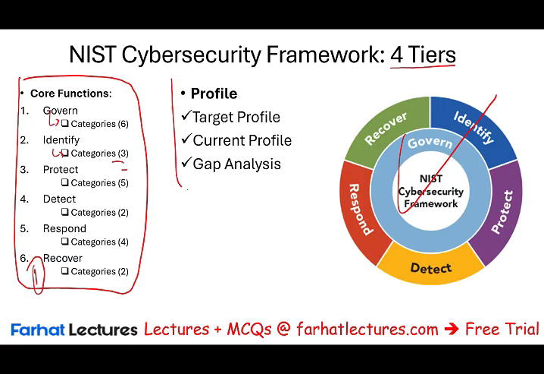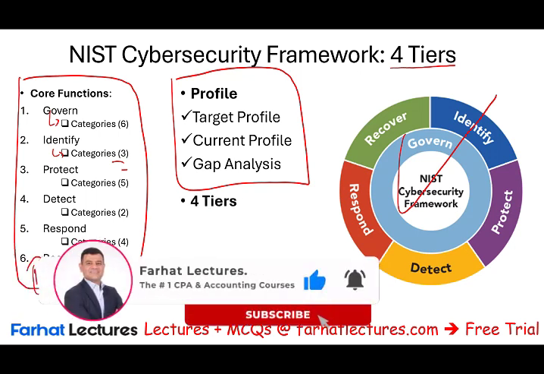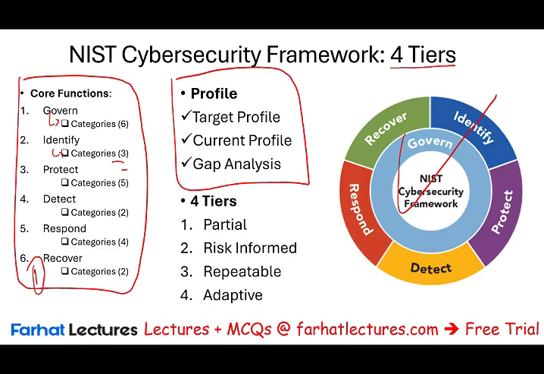Then we discussed the profile. What does it mean to have a target profile, a current profile, and a gap analysis? In this session, we're going to look at the third piece of this cybersecurity program, and that's the 4 tiers, which are partial, risk-informed, repeatable, and adaptive.